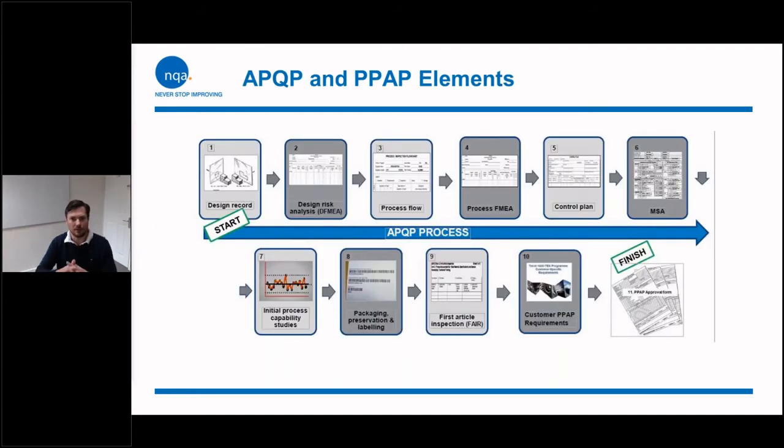So there are 11 elements that go towards the 5 phases. We'll go into detail on some of these. These are the elements that make up those 3 pillars and go into the 5 phases. So design record, design risk analysis, the DFMEA. The process flow, which quite a lot of you should be experienced with. Process FMEAs. Some organisations are doing these, I'd say, more often now.